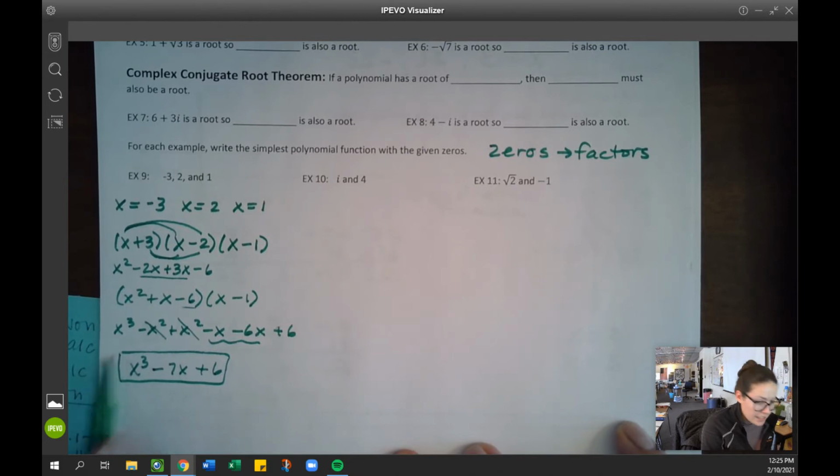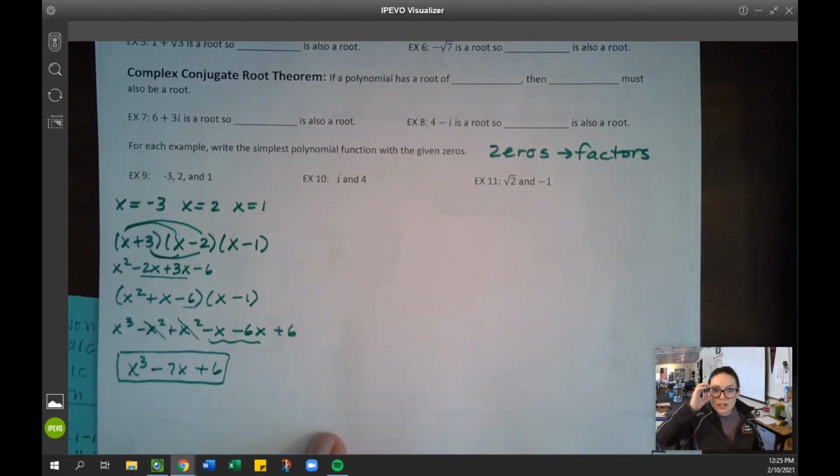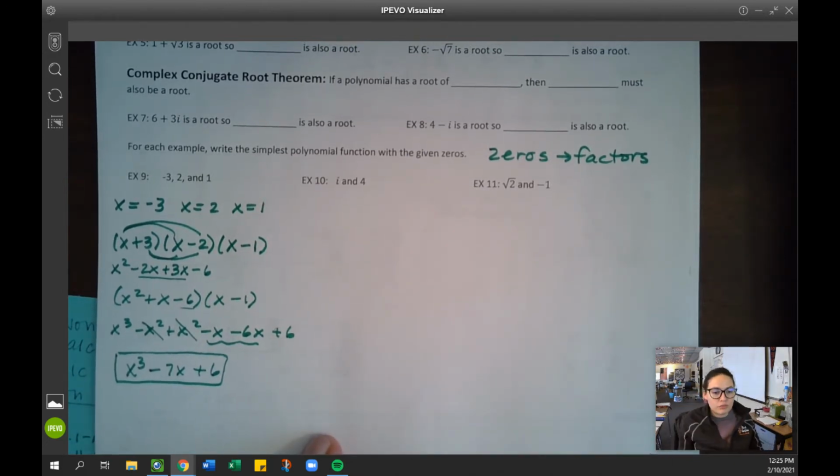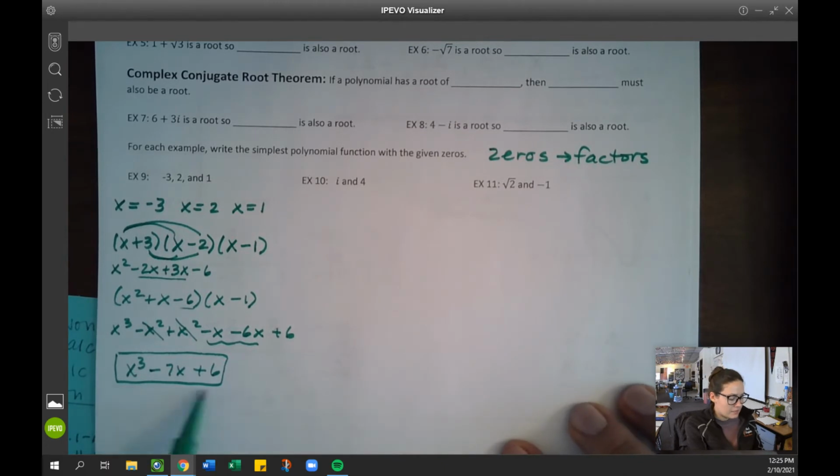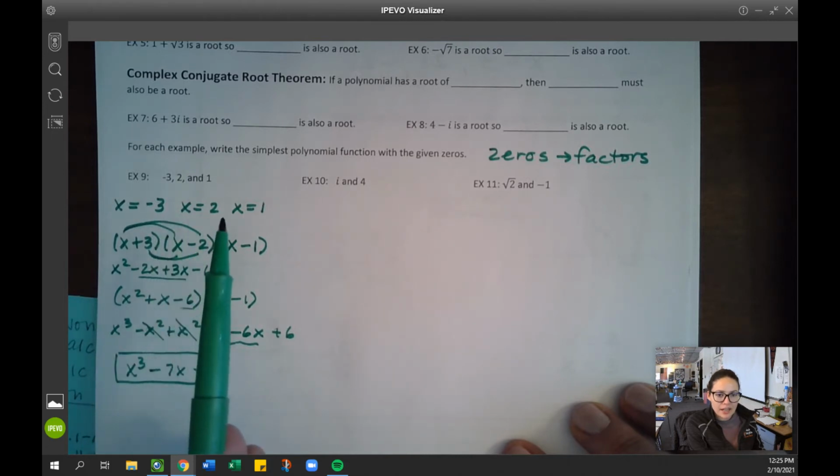So what that means is if I were to take my calculator and graph this polynomial, x cubed minus 7x plus 6, it would hit the x-axis at -3 and 2 and 1.